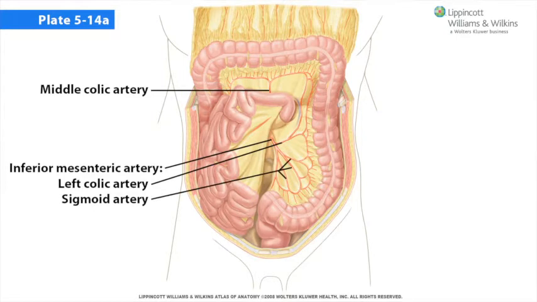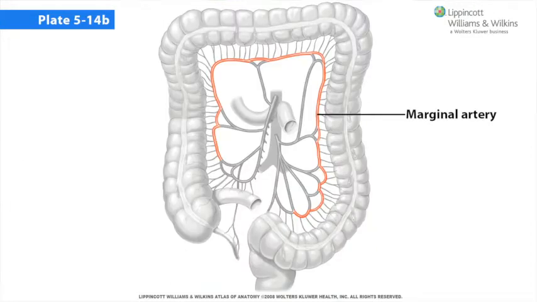Next, 2 or 3 sigmoid arteries arise from the inferior mesenteric artery and supply the sigmoid colon. The terminal branch of the inferior mesenteric artery is the superior rectal artery, which follows the gastrointestinal tract into the pelvis to supply the superior part of the rectum. Wide loops, or arcades, form anastomoses among the ileocolic, right colic, middle colic, left colic, and sigmoid arteries and give rise to the marginal artery, a continuous artery running within the mesentery along the concave margin of the large intestine.